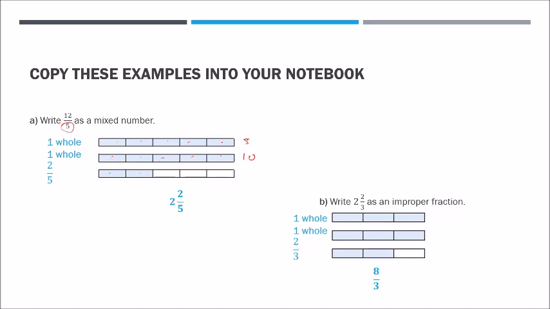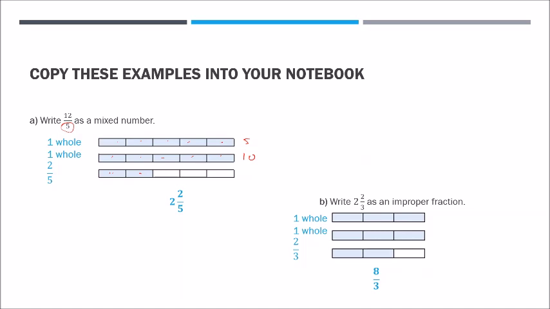Because I've got 5 bits, that creates one whole. This is another lot, that's another whole. And then I have 2 bits because I have 5 spots open, but I've only colored in 2 of them. So I have 2 wholes and 2 fifths, so I've got 2 and 2/5.